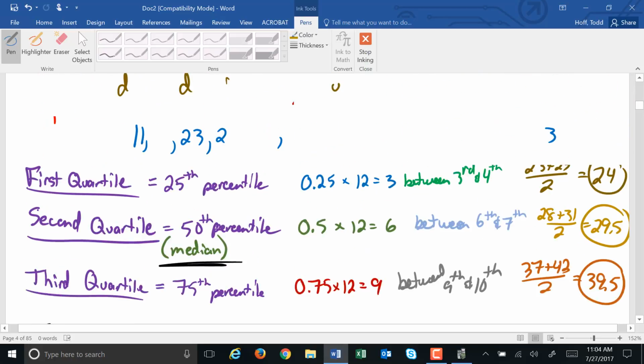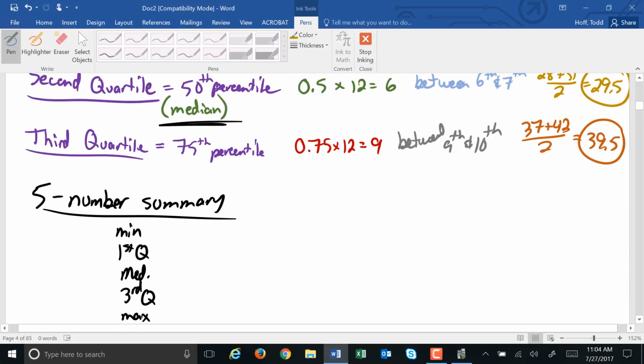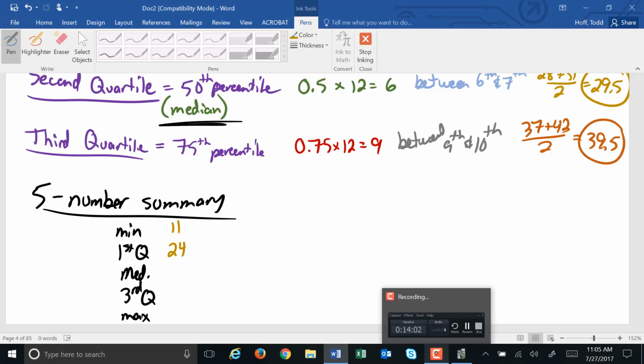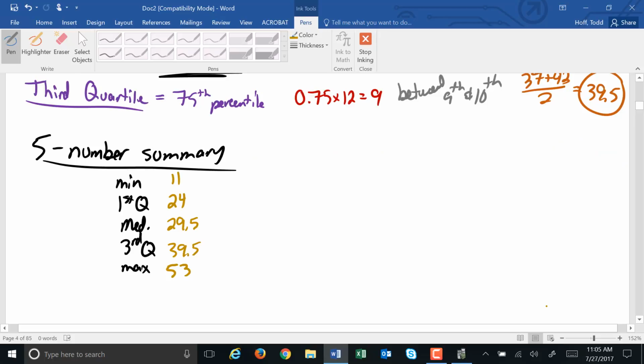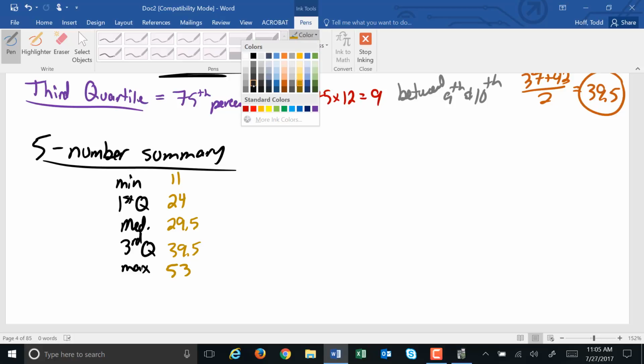The minimum was 11. You froze? Okay. Oops, I didn't have the recording right. So we have the median, the minimum, first quartile, median, third quartile, and max we got from those numbers.